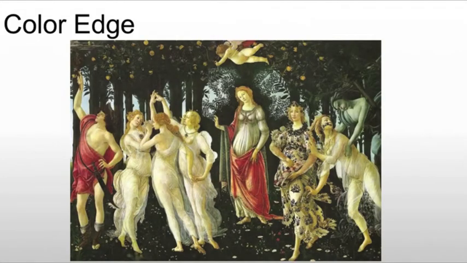Then we have color edge. Now, the best way to describe line in terms of color edge is imagine holding up a piece of tracing paper and you were going to trace this piece, the Primavera. Imagine where you would put those lines. Well, of course, you're going to put them in very specific places. For example, you're going to put those lines where we have flesh tone meeting with a dark background. Even though Botticelli did not draw a line here or create one in the painting, he created one through this implication, through this color edge.